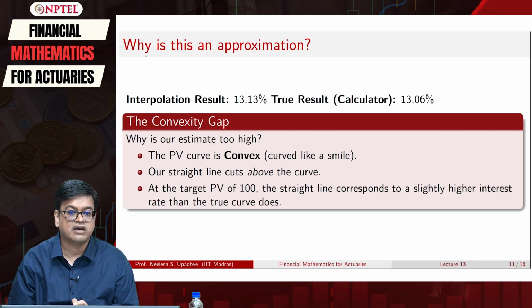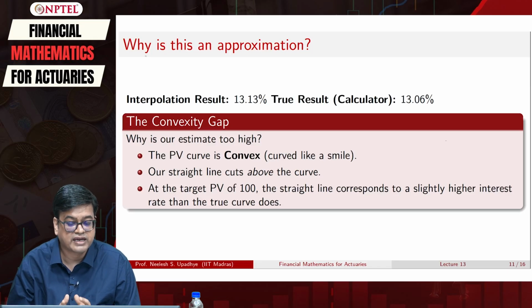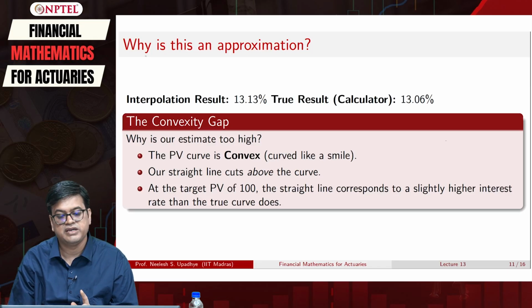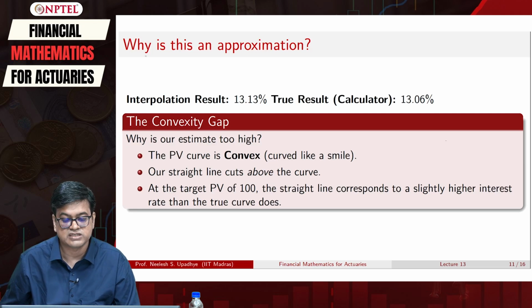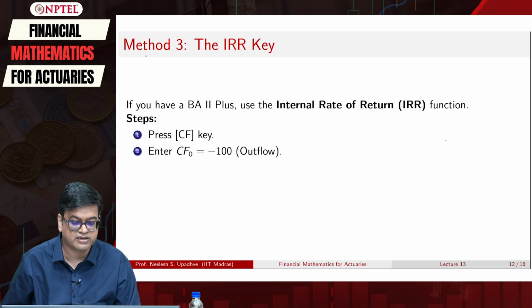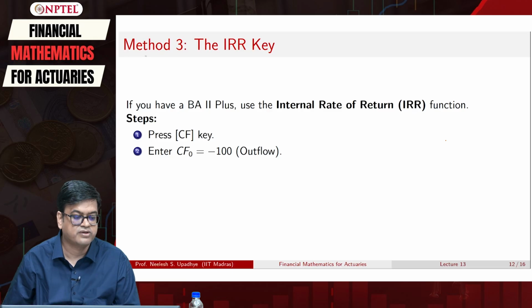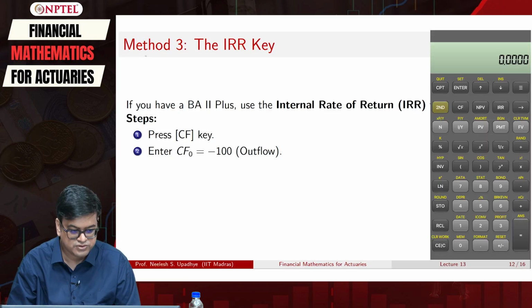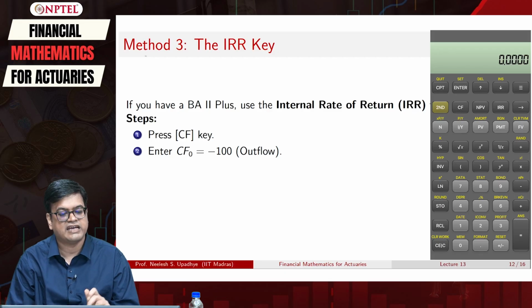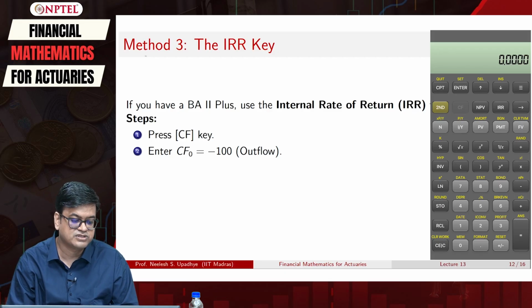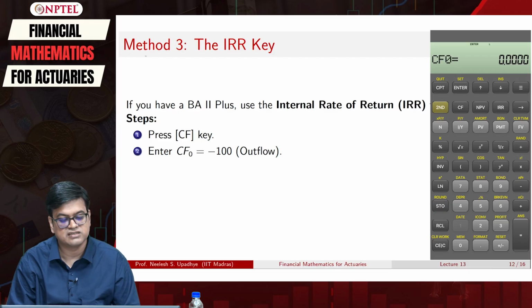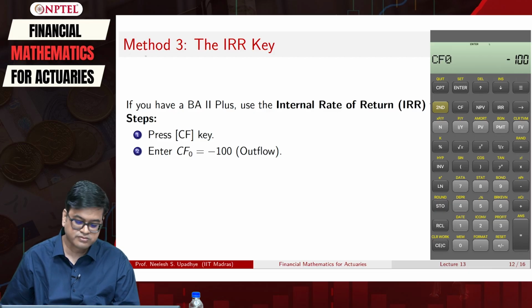Okay. So I will give you an idea of how to do it on a calculator using the BA II Plus calculator, and it is more efficient. It's the internal rate of return functionality of the BA II Plus calculator. So what you do, you use your calculator, press the cash flow key, CF key, then enter the cash flow 0 to be minus 100. This is my outflow.